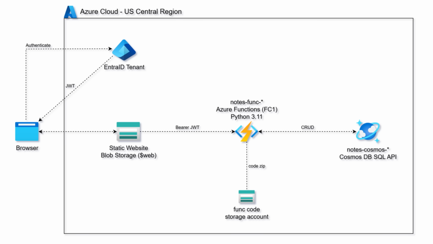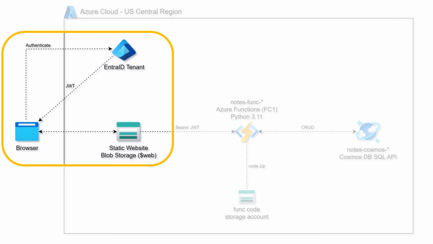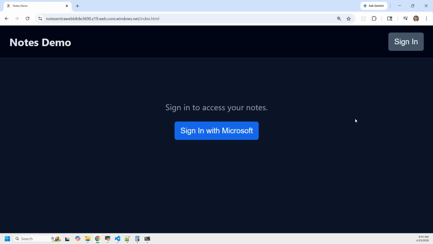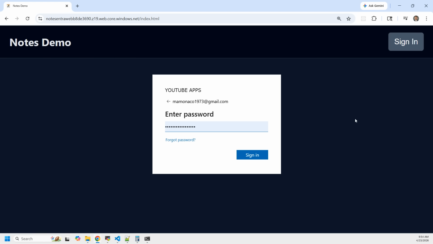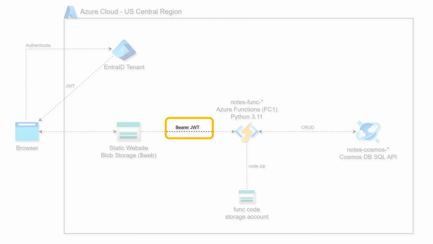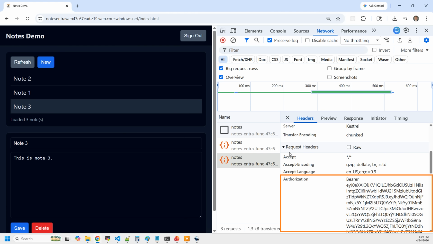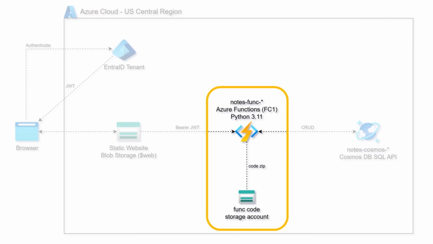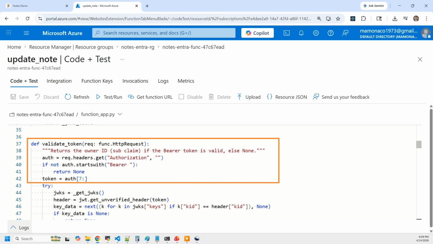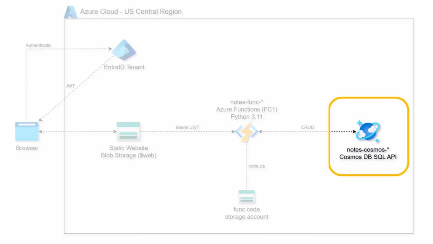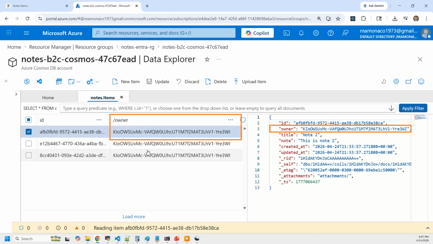Let's walk through the architecture before we build. The user opens a static web app from a storage account and signs in with Entra ID. The Entra ID login returns a JWT, and that token is sent with every API request. The function app itself validates the bearer token before the request is allowed. The function app stores the nodes in the Cosmos DB table. The owner field is scoped to the authenticated user.